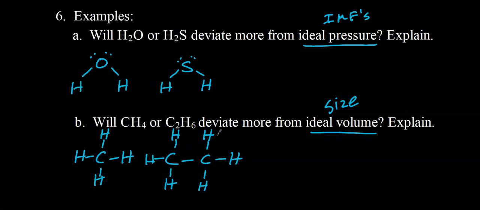Because ethane has more atoms, so we're going to look at one of two things: the number of atoms in the molecules we're comparing, and the sizes of the atoms in the molecules we're comparing. So all the atoms in these two molecules are the same, but since ethane contains more atoms, it is a larger molecule. So your explanation is because ethane is a larger molecule than methane, ethane will deviate more from ideal volume. So this molecule here is just simply larger than the methane molecule, therefore deviates more from ideal volume.